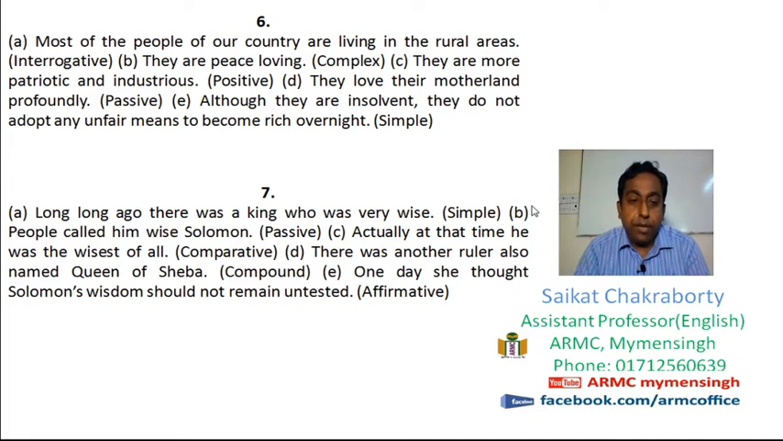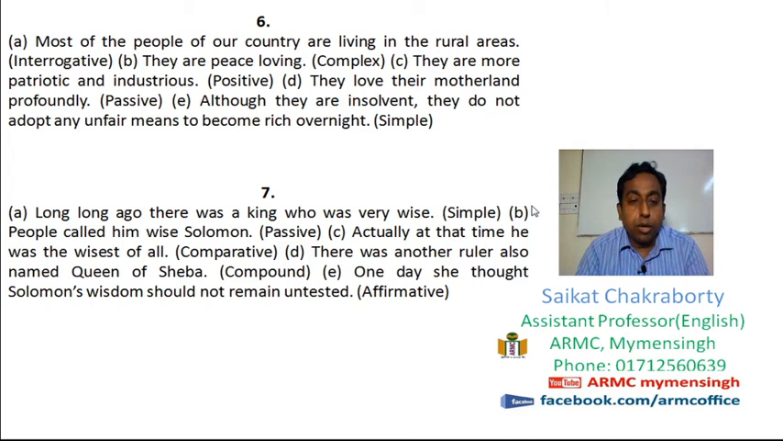Actually, at that time, he was the wisest of all. Comparative: actually, at that time, he was wiser than any other person. There was another ruler who named Queen of Sheba. Compound: we can say, there was another ruler and her name was Queen of Sheba. Or there was another ruler and she was named Queen of Sheba.